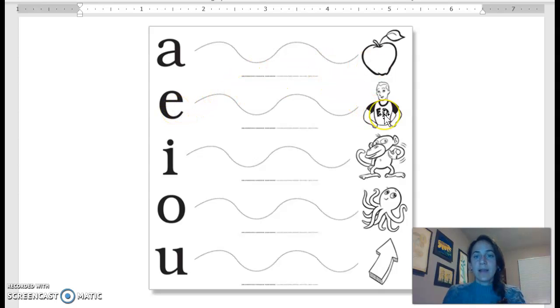E, ed, E. I, itch, I. O, octopus, O. U, up, U. We're going to see all of these letters in our words. We're going to practice those sounds. Please repeat after me again. Remember, we do it for the name of the letter and the sound. Por repetir, el nombre de la letra y el sonido.